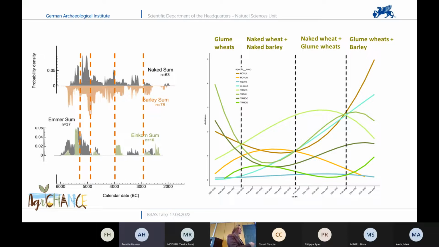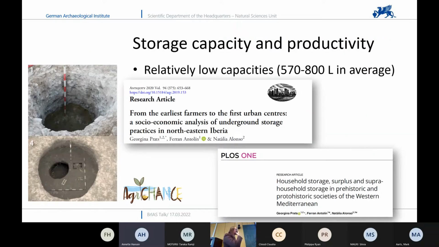So these are directly dated crop remains, and this is just based on archaeobotanical analysis that are not always dated. But we see again that at the beginning we have a lot of glume wheats, then we have a phase with more naked wheat, naked barley, and then from 4000 onwards, the glume wheats increase again. And this has been the focus of our research during this time.